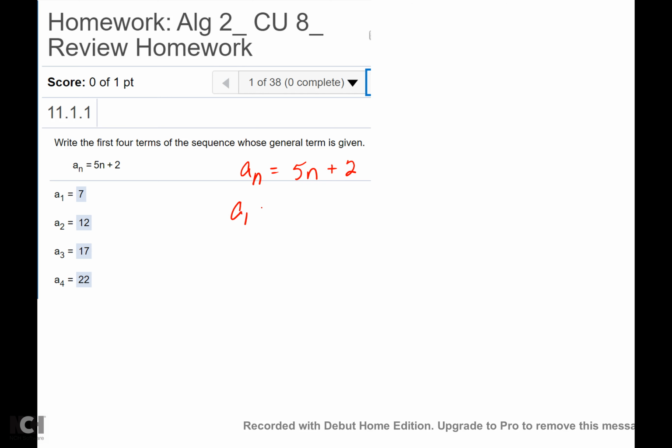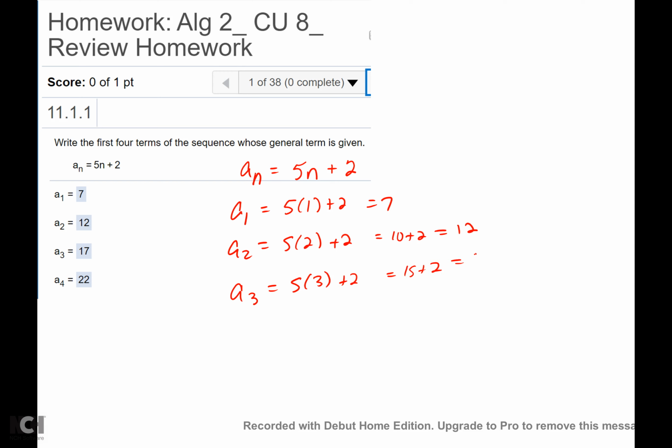So to find a sub 1, I take 5 times 1 plus 2, which is 7. To find a sub 2, I take 5 times 2 plus 2, which would be 10 plus 2, which would be 12. To find a sub 3, I take 5 times 3 plus 2, which would be 15 plus 2, which would be 17. And a sub 4 would be 5 times 4 plus 2, which is 20 plus 2, which would be 22. Okay?